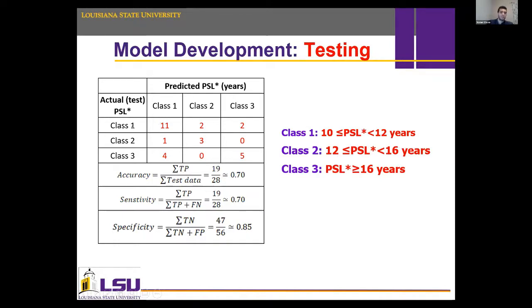Let's say, for example, this number shows that when the actual pavement service life of the overlay was class 1, it was predicted correctly 11 times as class 1, and 2 times it was predicted as class 2 and class 3, and so on. So this is a quick explanation of the confusion matrix.